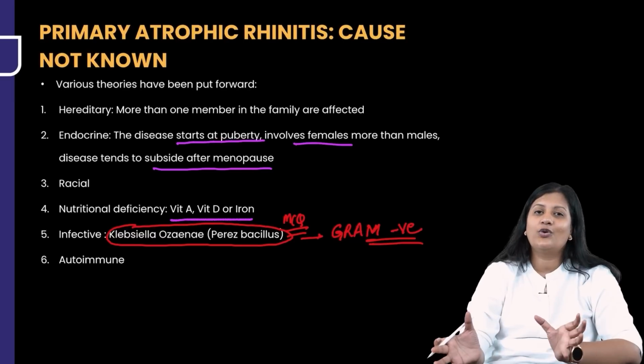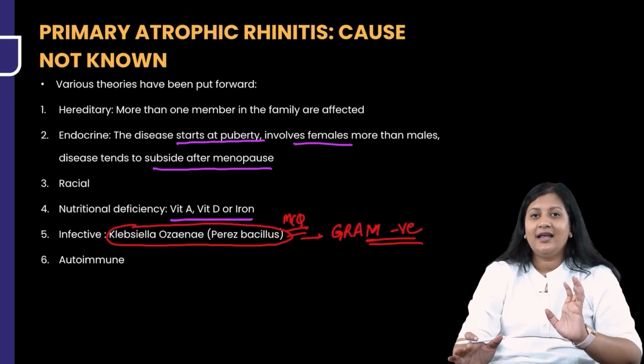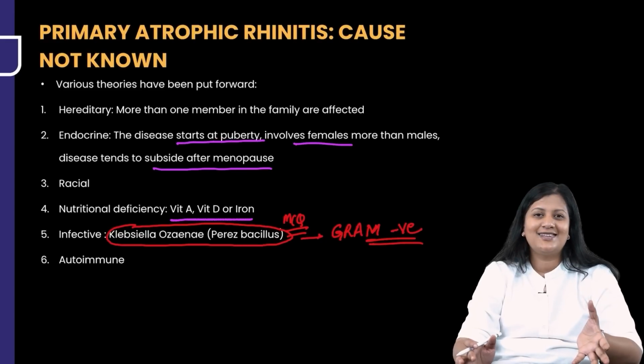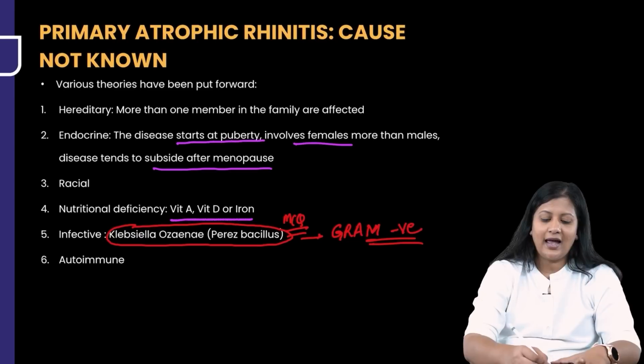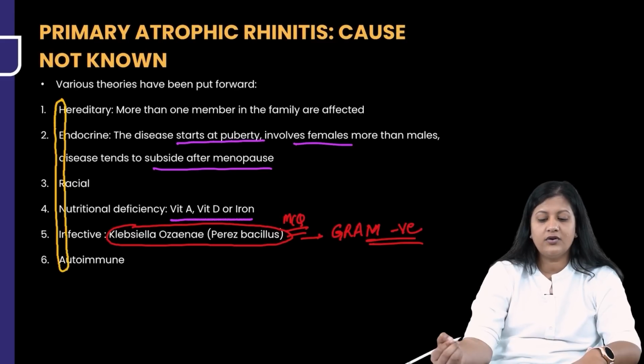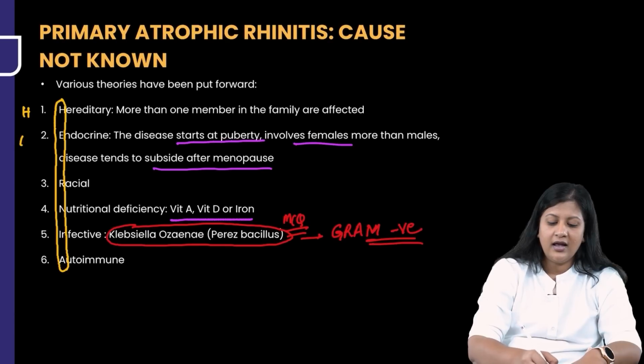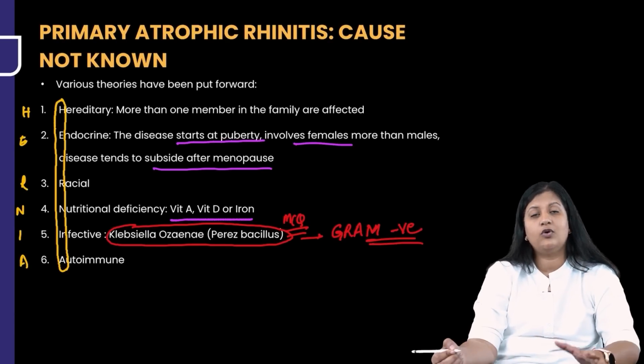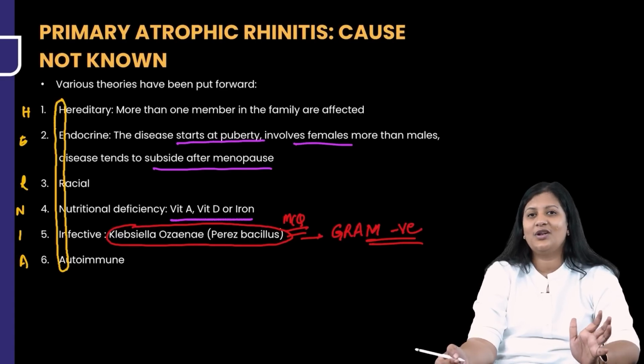And last is your autoimmune causes. So if I take a mnemonic for this, would it not be easier for all of you? Yes. If we join the first letters of all the hypotheses, it will form HERNIA. H is for hereditary, E is for endocrinological, R is for racial, N is for nutritional, I is for infective and A is for autoimmune. If you remember the mnemonic HERNIA, you will know the causation for primary atrophic rhinitis.